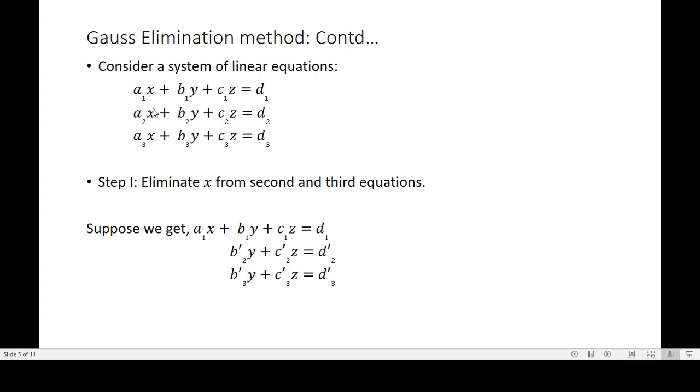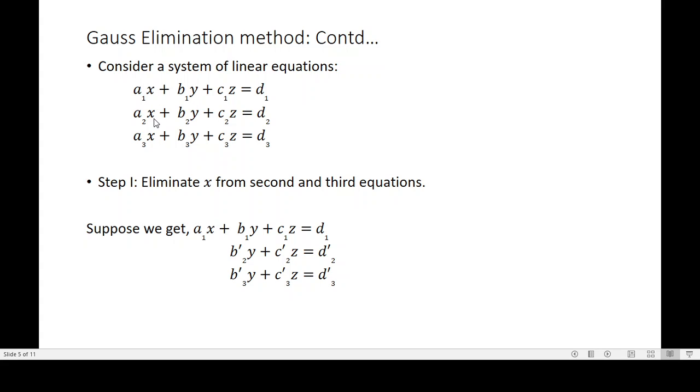Consider a system of linear equations a1x + b1y + c1z = d1. The second equation is a2x + b2y + c2z = d2. The third equation is a3x + b3y + c3z = d3. So we have a system of three equations in three unknowns or three variables x, y, z. Okay. So the method is to eliminate x from the second and the third equations.